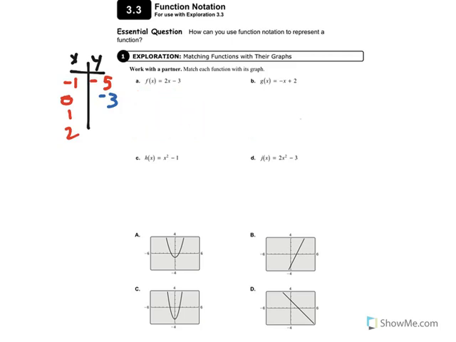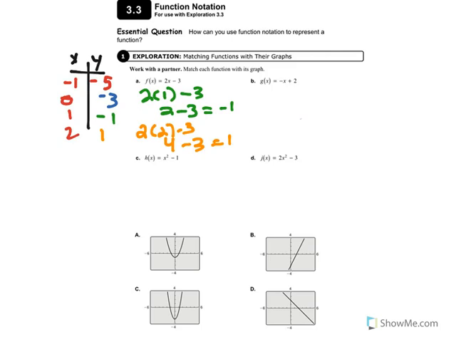Let's try another one. 2 times 1 minus 3 will be 2 minus 3, which is negative 1. And then we have 2 times 2 minus 3, so 4 minus 3, which is positive 1.